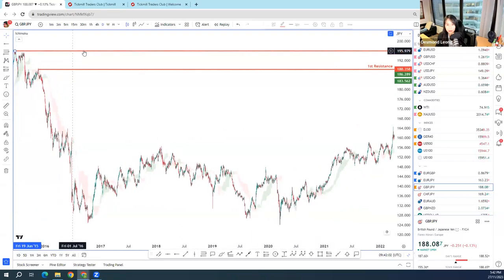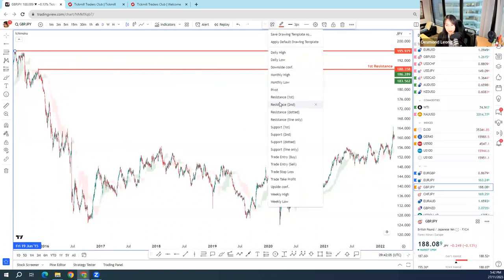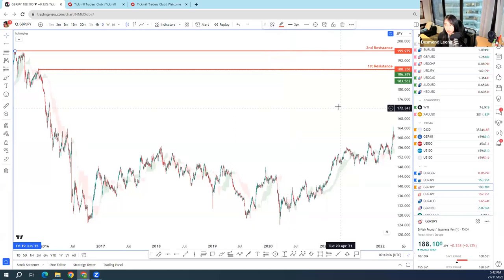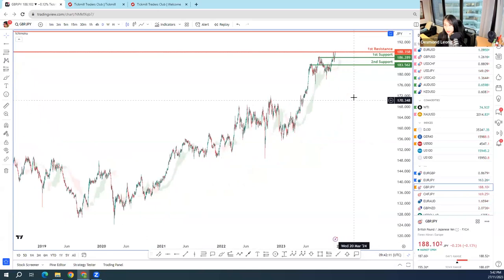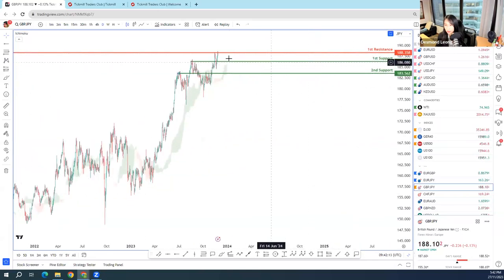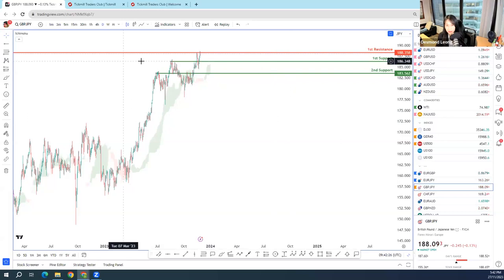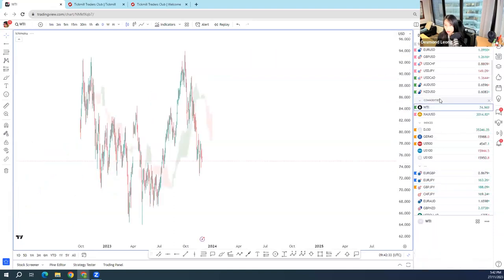Okay, back to the resistance level. This is the second resistance level, which is pretty far from the first resistance level. So let's see if the price will be able to break through the first resistance level, or the first resistance will be strong enough to push the price back down and hit the support line. Okay, the next one. Let's look at some oil.